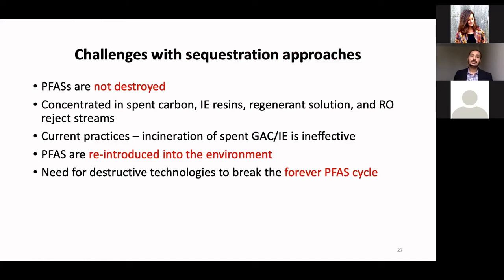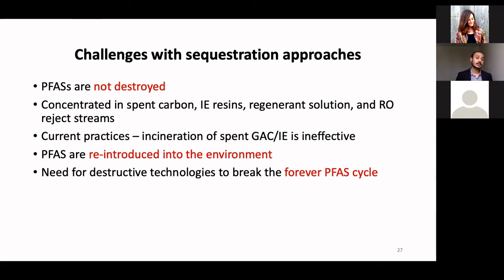Some of the common challenges with sequestration approaches is that the one main important challenge is PFAS are not destroyed by these techniques. They are rather phase transferred and accumulated in your carbon, your resin, or your reverse osmosis reject streams. Current practices rely on incineration of these spent carbon and ion exchange resin to destroy your PFAS, but studies show that these are ineffective, and they actually release PFAS molecules into the atmosphere.